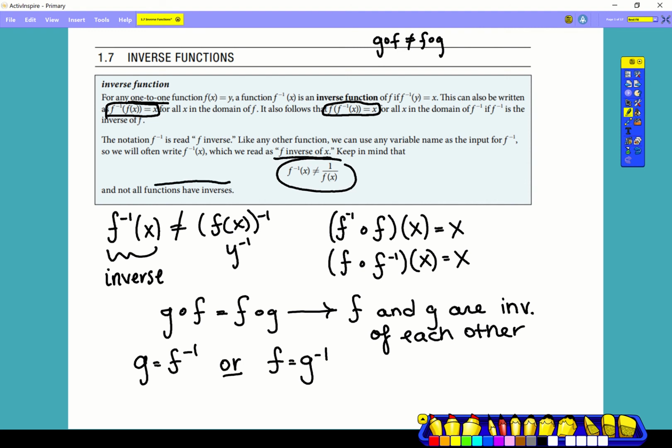Also keep in mind, not all functions have inverses. Remember, to have an inverse, you have to have a one-to-one function. Not all functions are one-to-one.